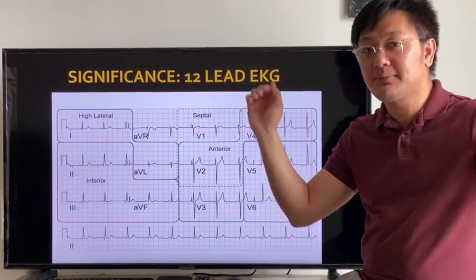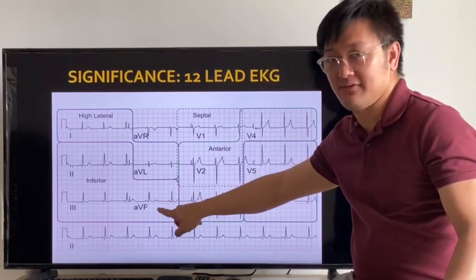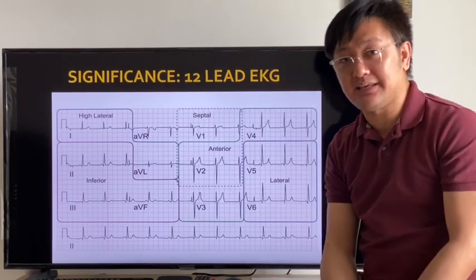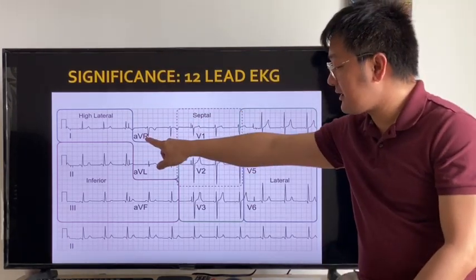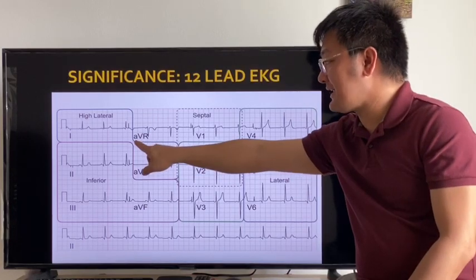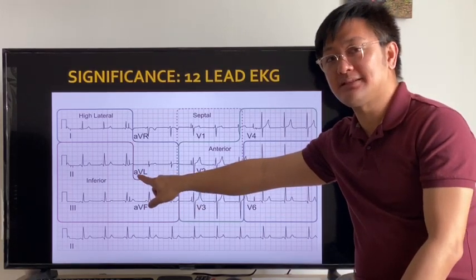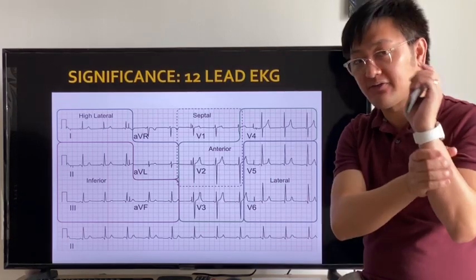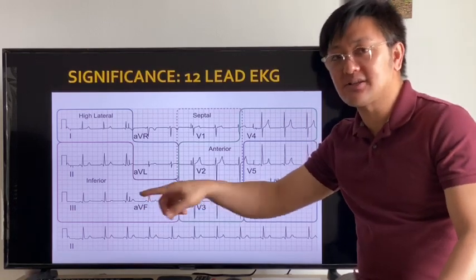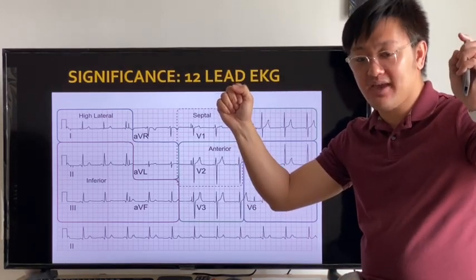Another six are your limb leads. So you have your lead 1, lead 2, lead 3, AVR, AVL, AVF. These six limb leads plus six chest leads will complete the 12-lead EKG. By the way, what do AVR, AVL, AVF stand for? AVR stands for augmented voltage right, so it is placed on the right arm. AVL stands for augmented voltage left, placed on the left arm. AVF stands for augmented voltage foot, placed on the left foot.